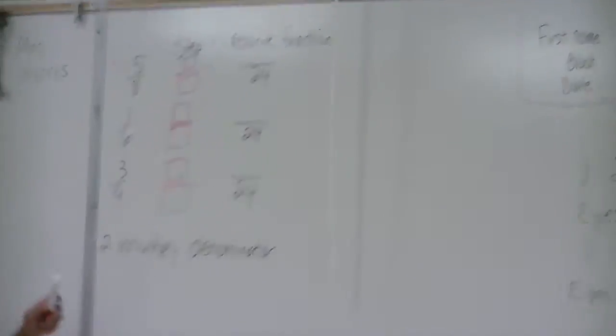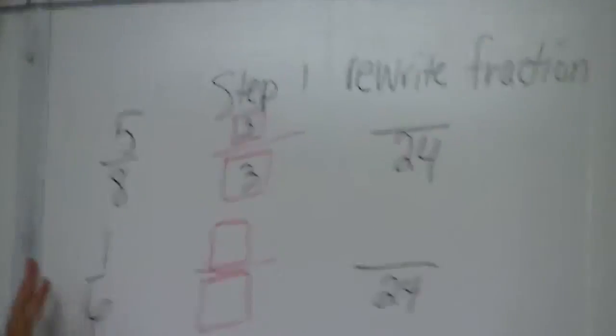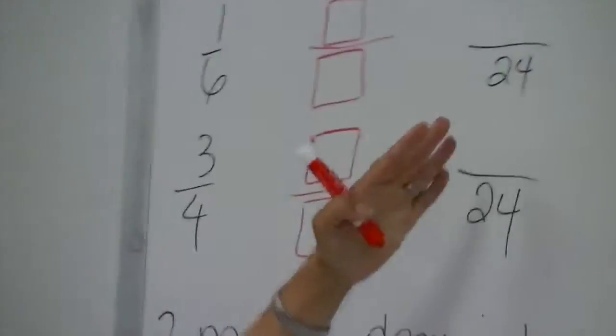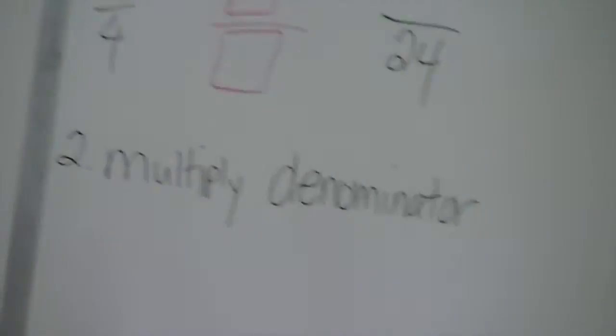So let's multiply. 8 times what equals 24? Rebecca: 3. 8 times 3 equals 24. Whatever I do on the bottom, I have to do on the top. How about 1/6? 6 times what equals 24? Brian: 4. 6 times 4 equals 24. Whatever I do to the bottom, I need to do to the top.